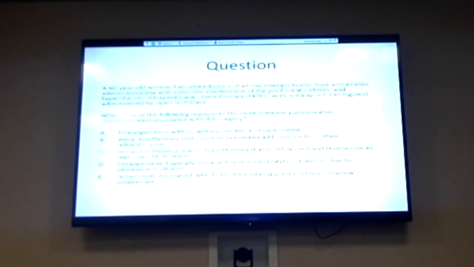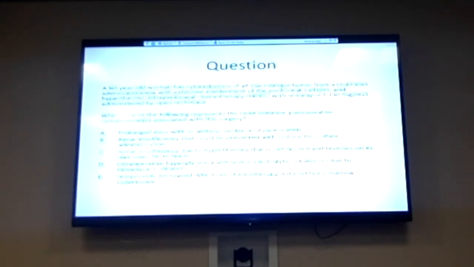Question: a 60-year-old woman has cytoreduction for all macroscopic tumor of a mucinous adenocarcinoma with extensive involvement of the peritoneal surface, and HIPEC with mitomycin C administered by open technique. Which of the following represents the most common postoperative complication associated with the surgery?